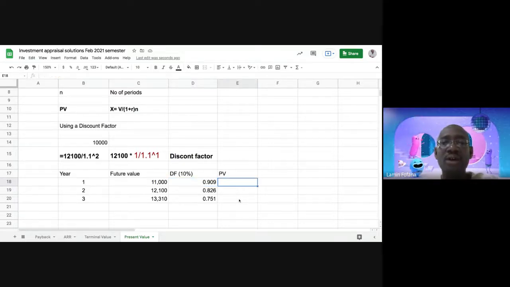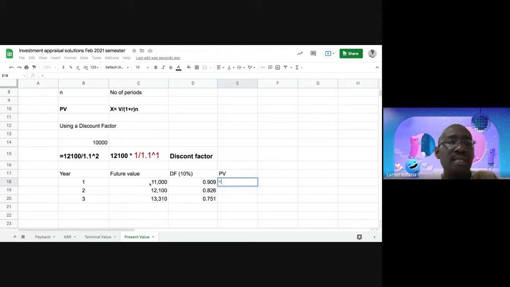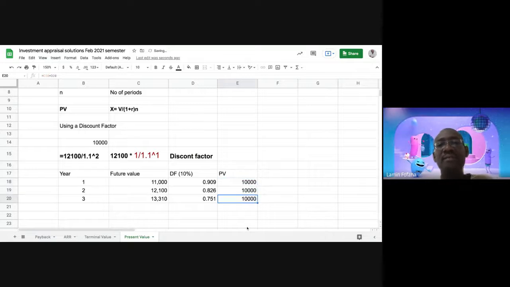So now what will be our present value? It's going to be C18 multiplied by D18. C18, which is our future value, multiplied by D18, which is our discount factor. And we replicate. Can you see? Excellent.